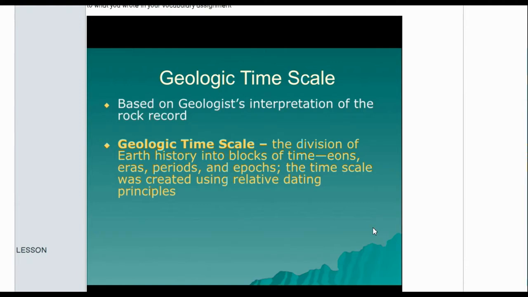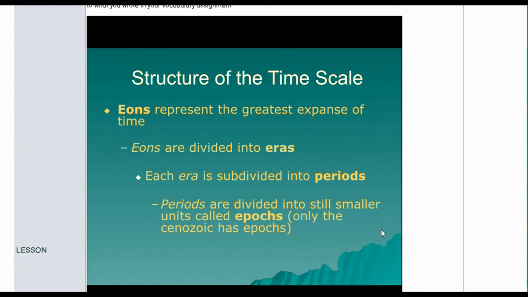We divide the geologic time scale into several different sections of time, from the oldest, which is an eon, all the way down to the youngest, which is an epoch. Eons get divided into eras, eras get separated out into periods, and then periods get separated out into epochs. The only epochs we're going to worry about happen in that Cenozoic era, and most of those are going to be in the Quaternary period.